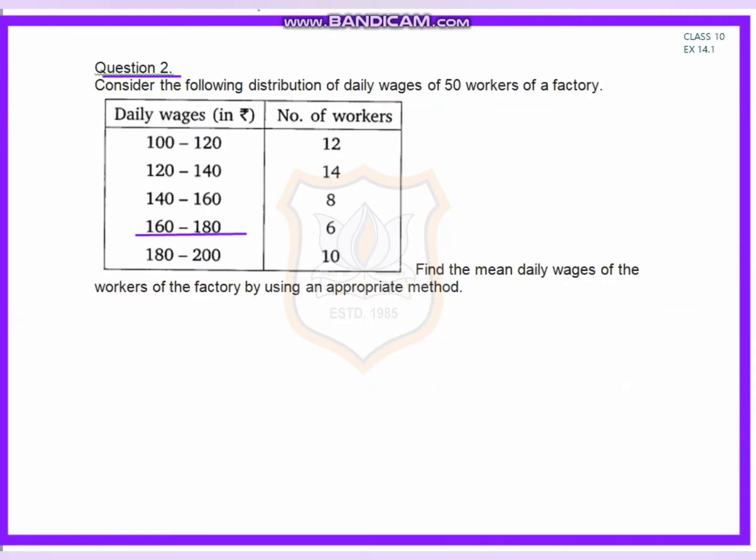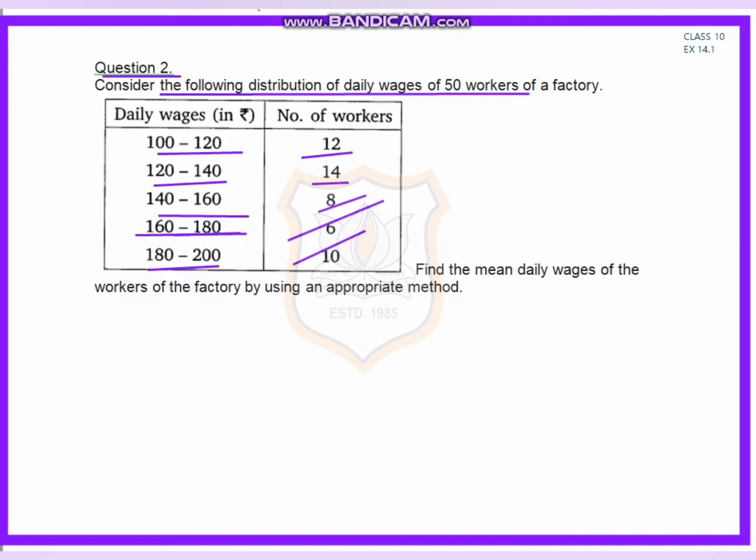Here is question number 2. Consider the following distribution of data of 50 workers of a factory. Daily wages 100 to 120 are 12 workers. 120 to 140 are 14 workers. 140 to 160 are only 8 workers. 160 to 180 are 6 workers. 180 to 200 are 10 workers.